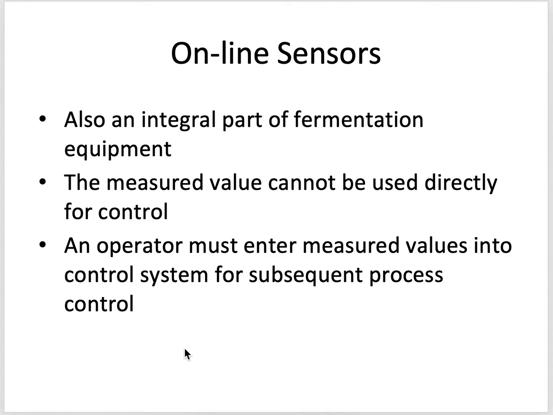In the case of online sensors, they are also an integral part of fermentation equipment, and the measured value cannot be used directly for control. That means an operator must enter the measured values into the control system for subsequent process control. The sensor will show the value, then an operator has to read this value and calculate what kind of correction or control needs to be applied in the process control.